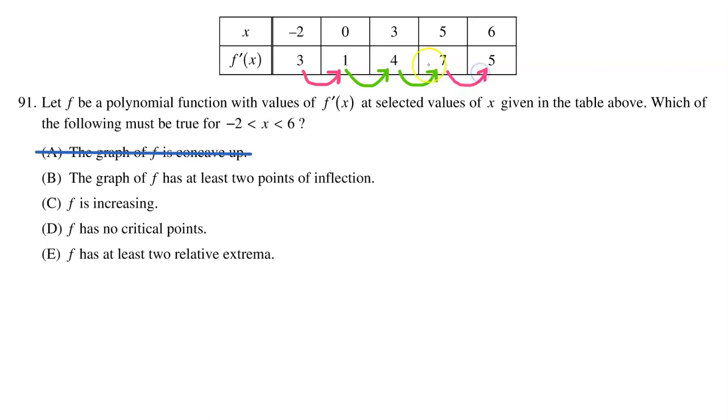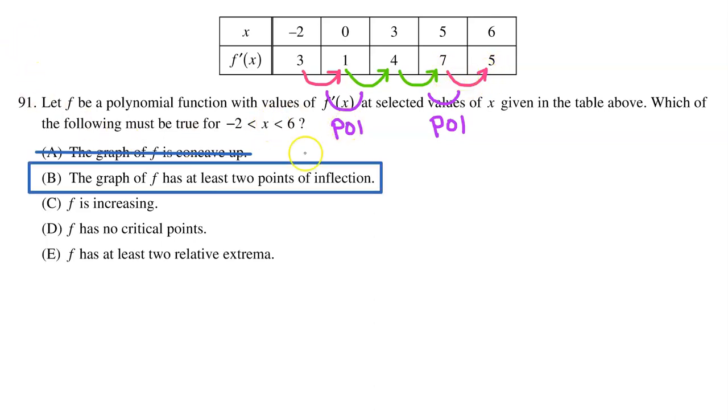And then it goes from 7 to 5. That's decreasing. We have a point of inflection somewhere between 3 and 4 because f prime goes from decreasing to increasing. And then we have another point of inflection somewhere between 4 and 5 because f prime goes from increasing to decreasing. So yeah, the graph of f has at least 2 points of inflection, so the answer must be B.